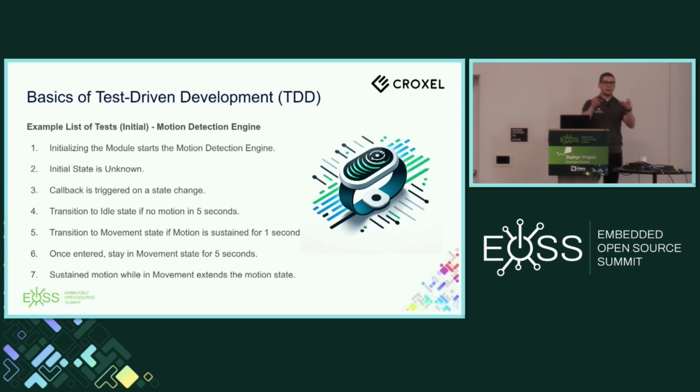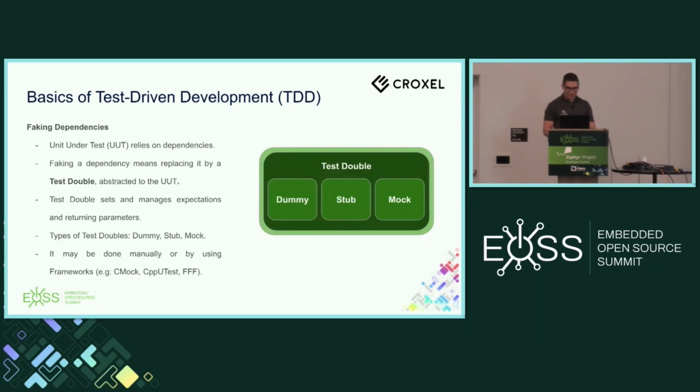So you have a cooldown period in which you think you're in movement state. You probably are not experiencing movement, but you'll stay there. Sustained motion while in movement state extends the motion state. So if you experience motion, and 3 seconds later you move it again, you should delay the transition to idle state. This is all arbitrary, but I'm just trying to depict an example of what this should look like. We'll come back to this later in the presentation.